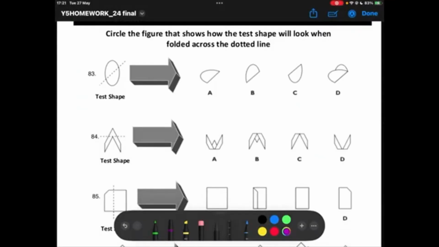It says circle a figure that shows how the test shape will look when folded across the dotted line. So here's the dotted line, we're going to fold it across. For this one, imagine you folded this bottom part upwards along this dotted line. So the answer is D, because this was the original bit, and then you folded this across the dotted line, and it should be slanted like it is here, which is correct.